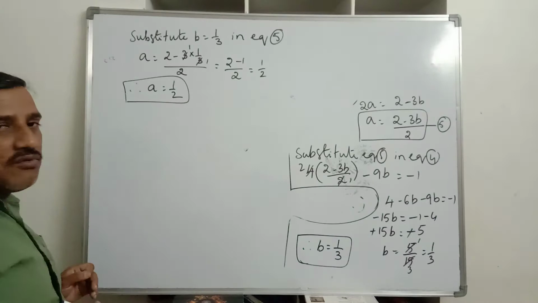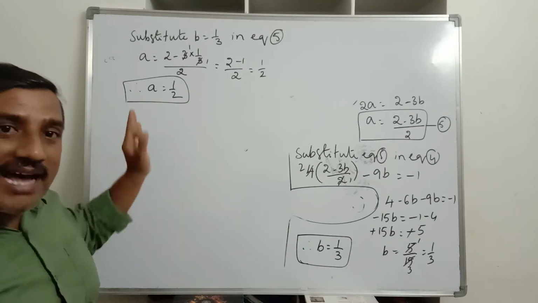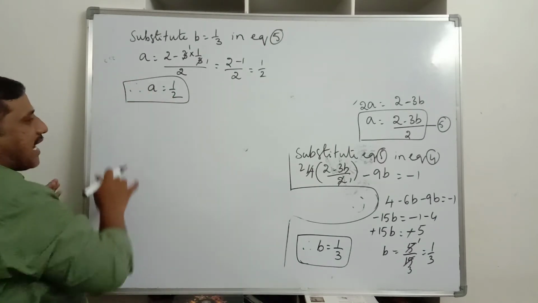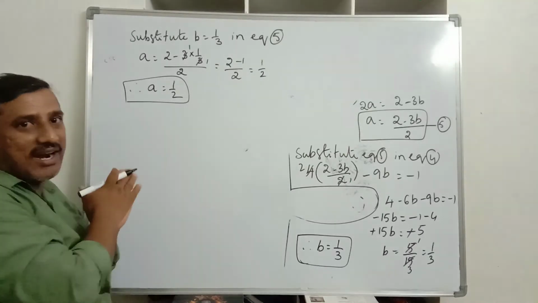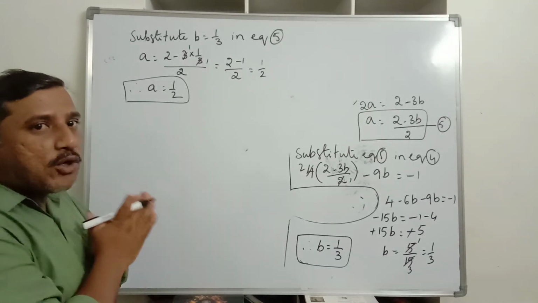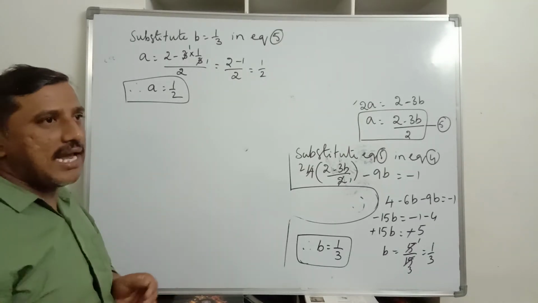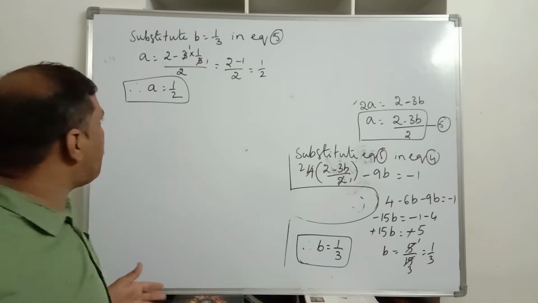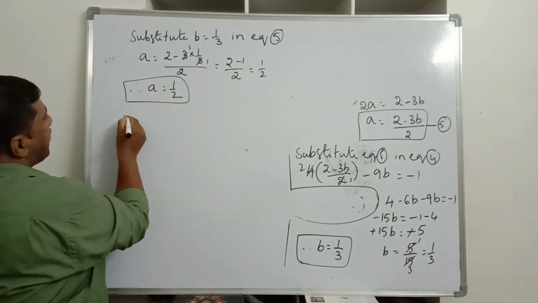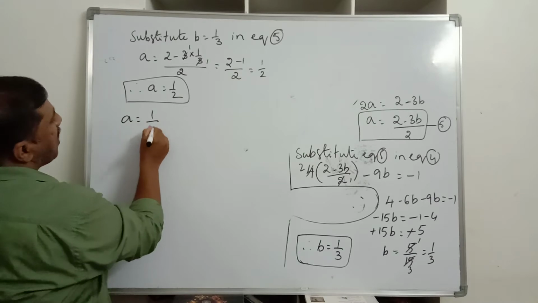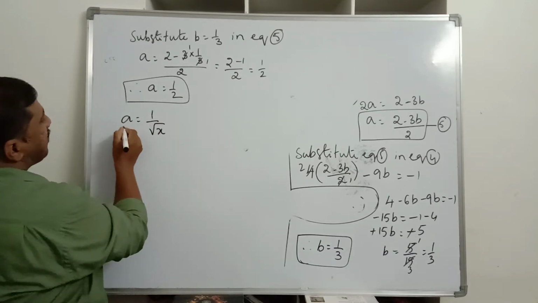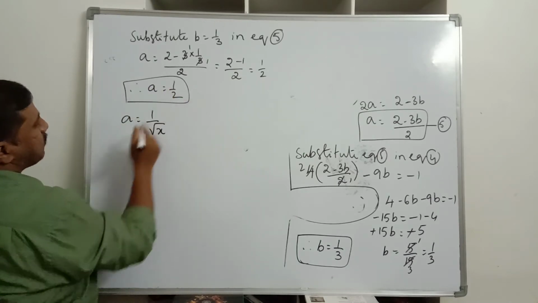Finally, what do we have to find? We have to find the value of x and y. What have we taken in equation 1 and equation 2? We put 1 by root x is equal to a and 1 by root y is equal to b. So a is equal to 1 by root x, and what did we get here for a? It is 1 by 2.